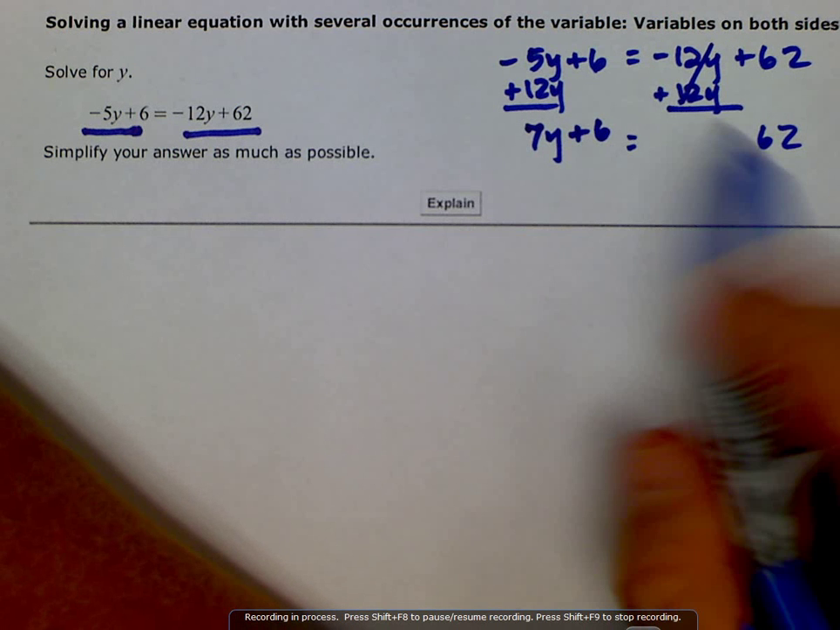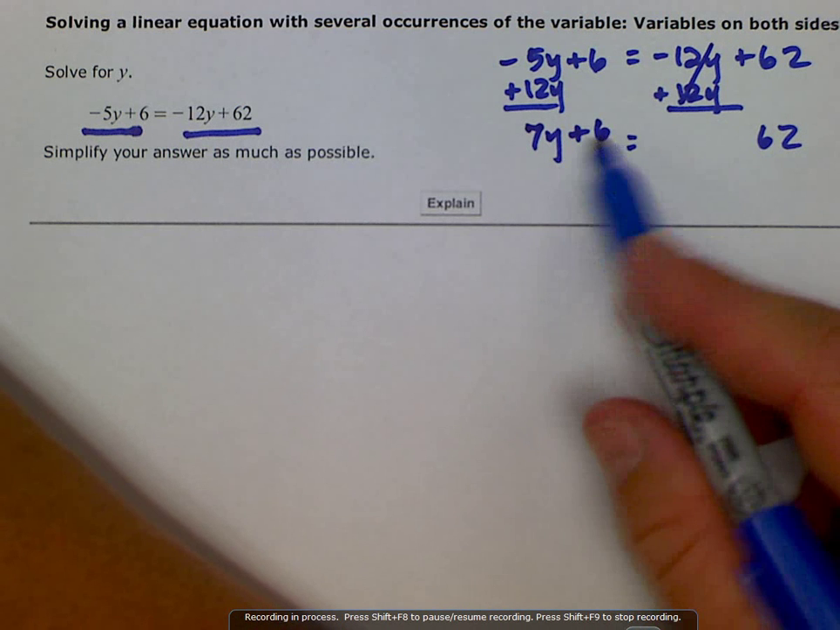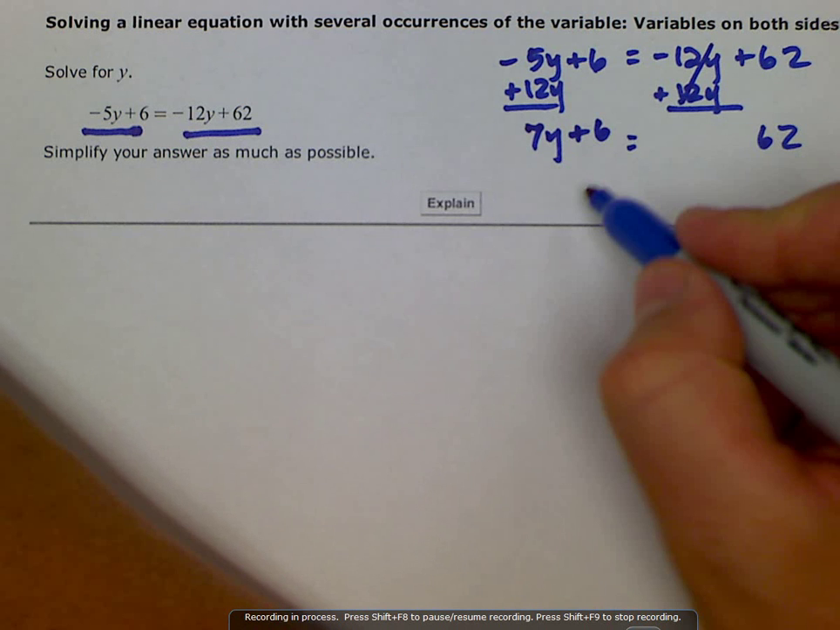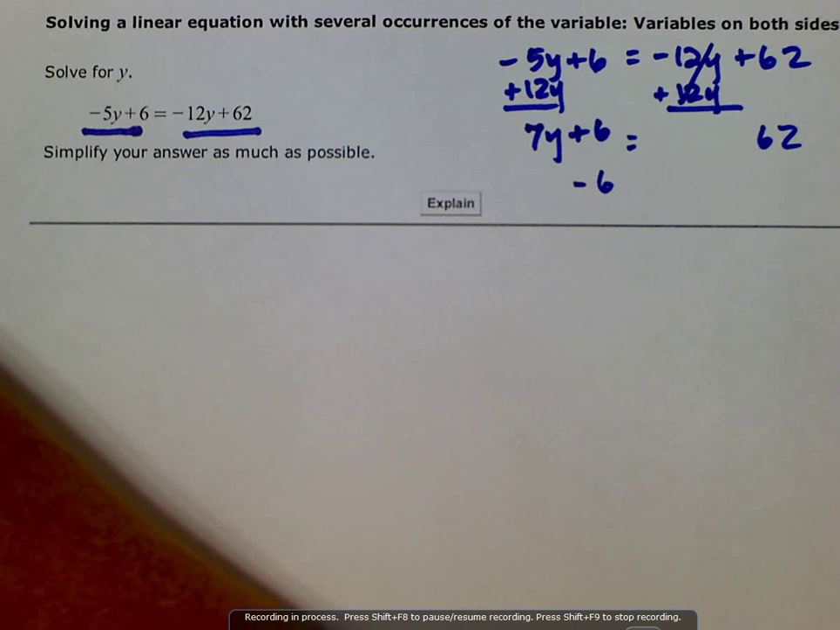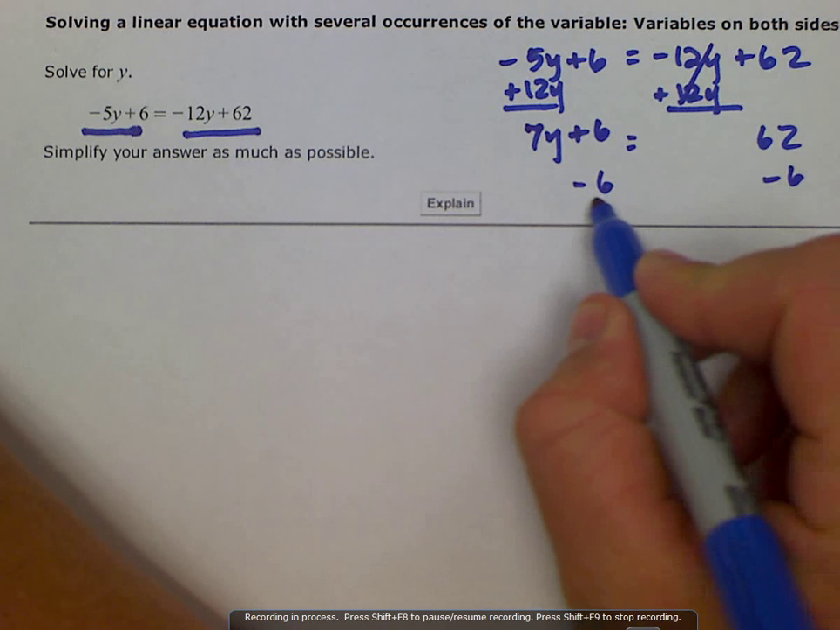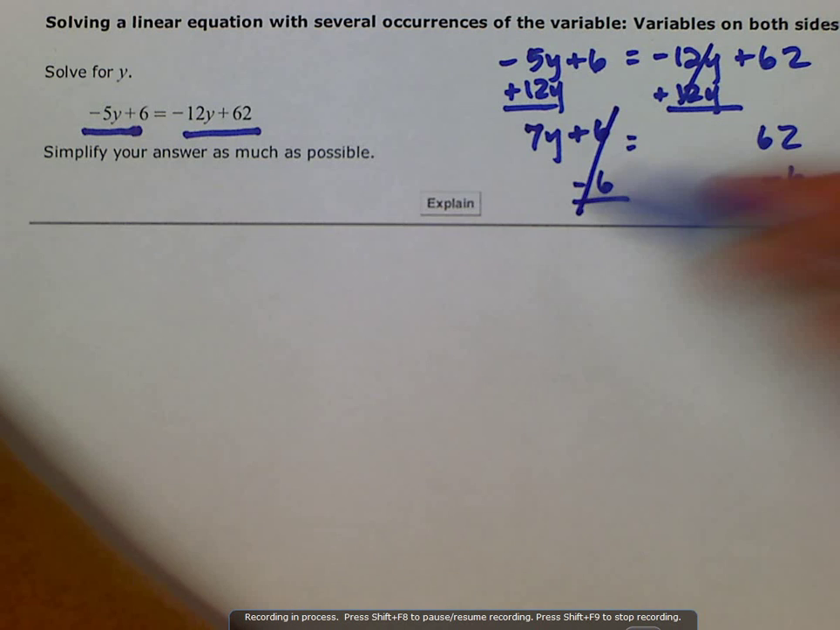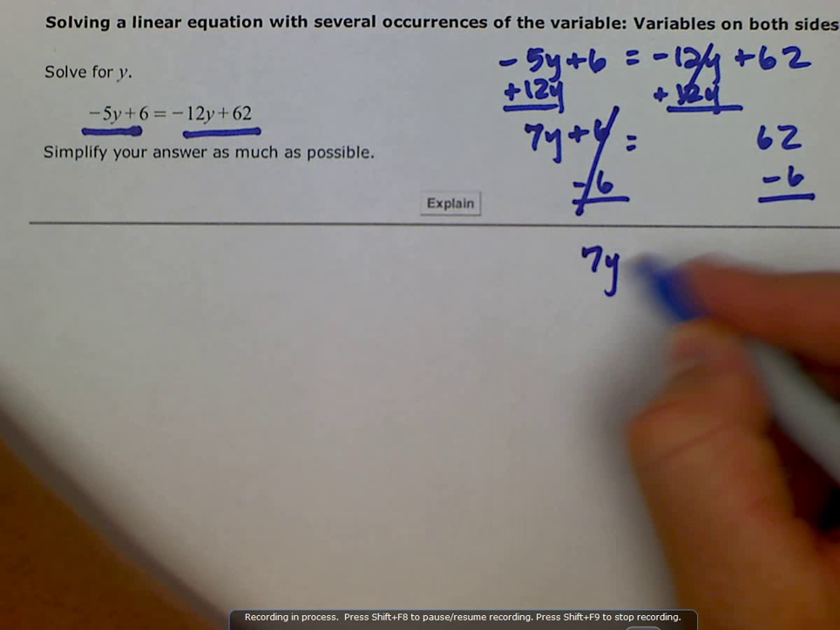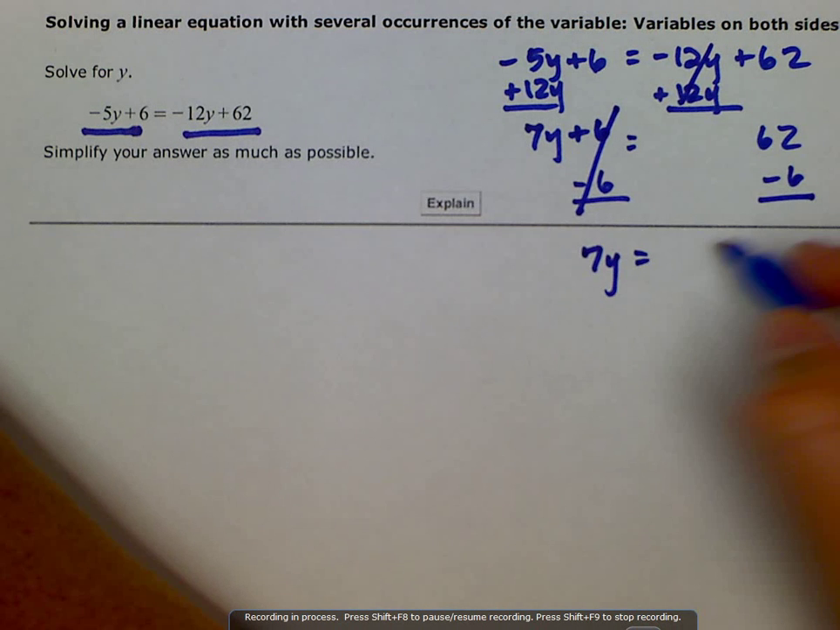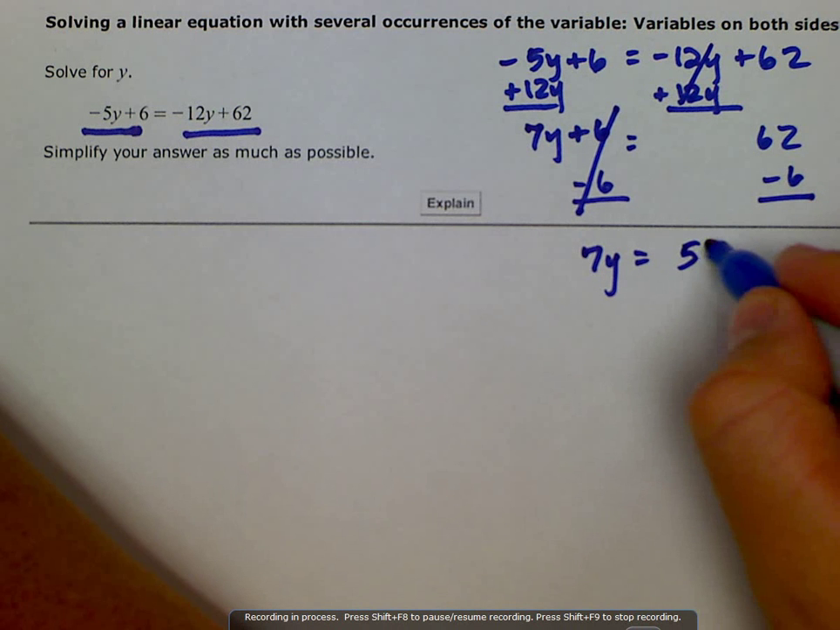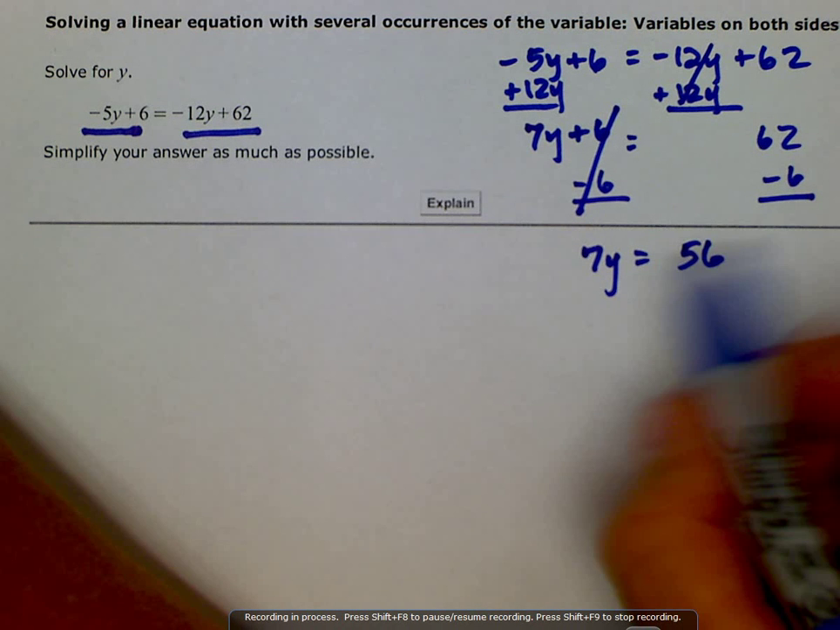Now we have the variable on one side. Let's get rid of these appendages here. We'll subtract. The subtraction property of equality says we can subtract the same number from both sides and still maintain the integrity of our equation. It will still be equals. 7y now is equal to 62 minus 6, which is 56. And now we have 7y is equal to 56.